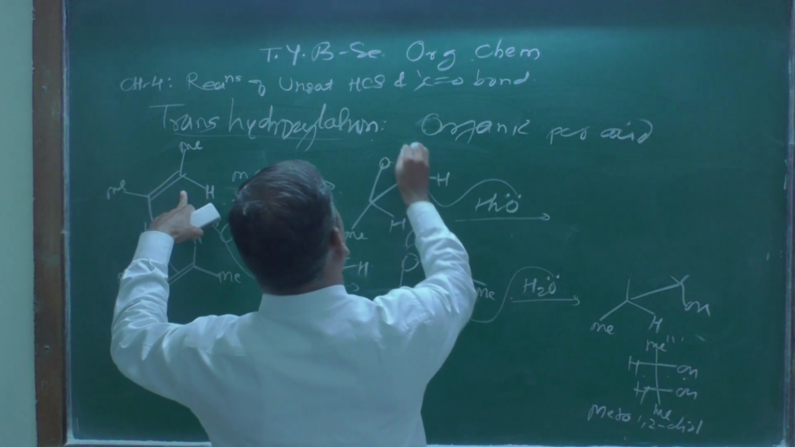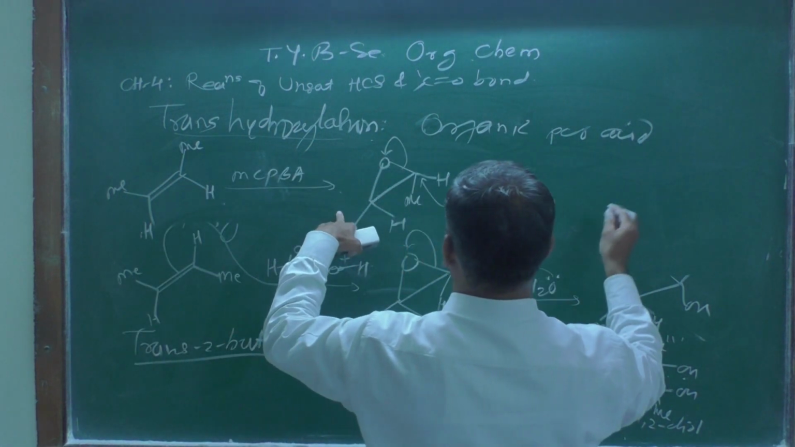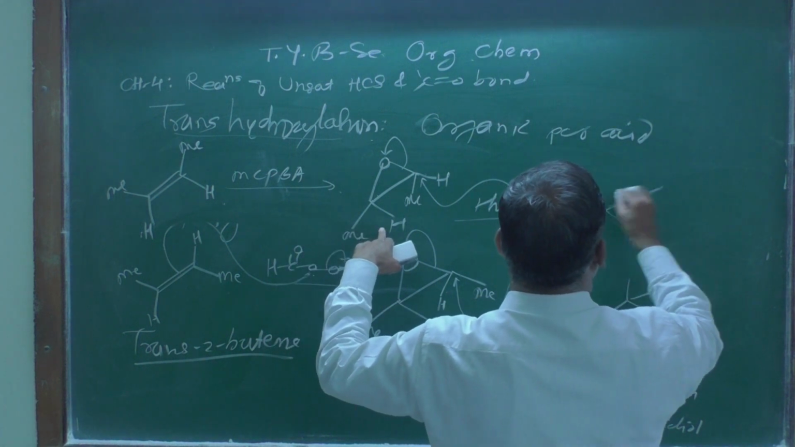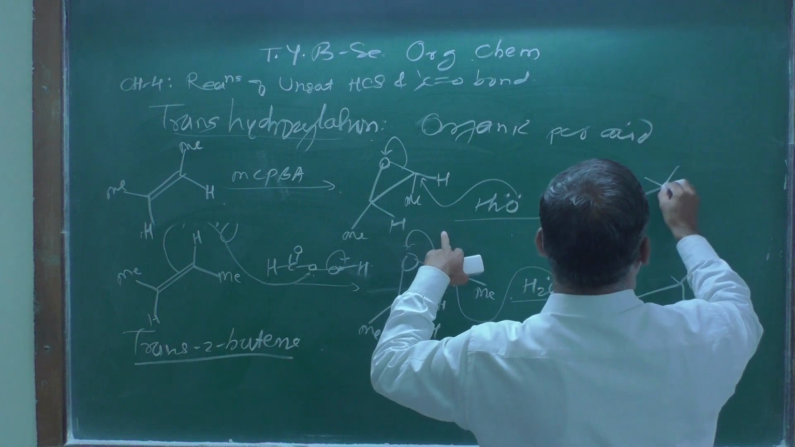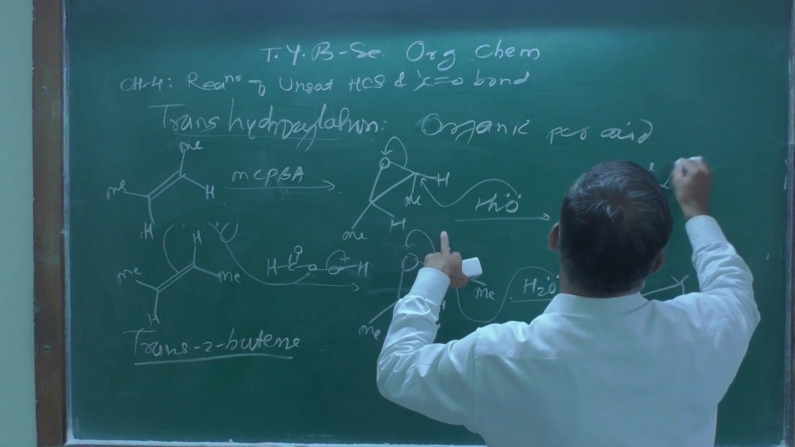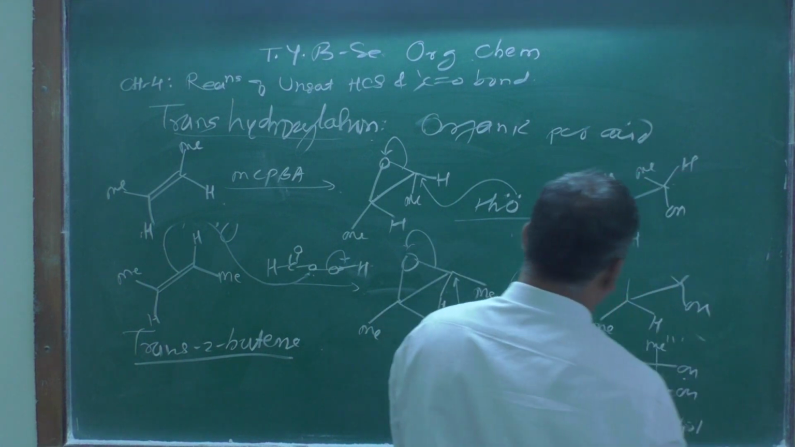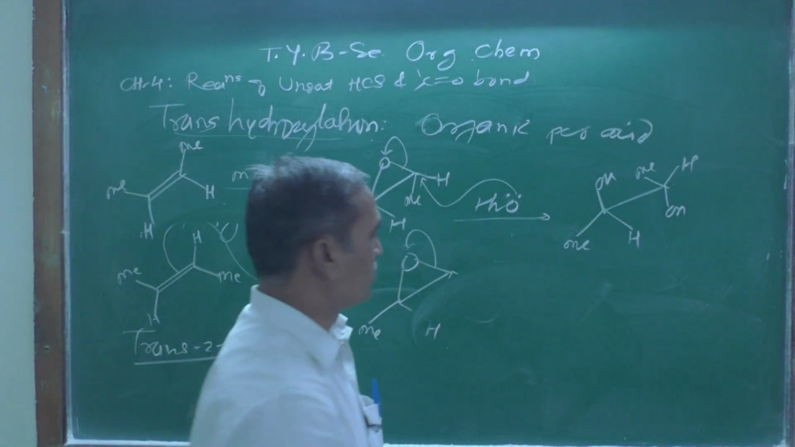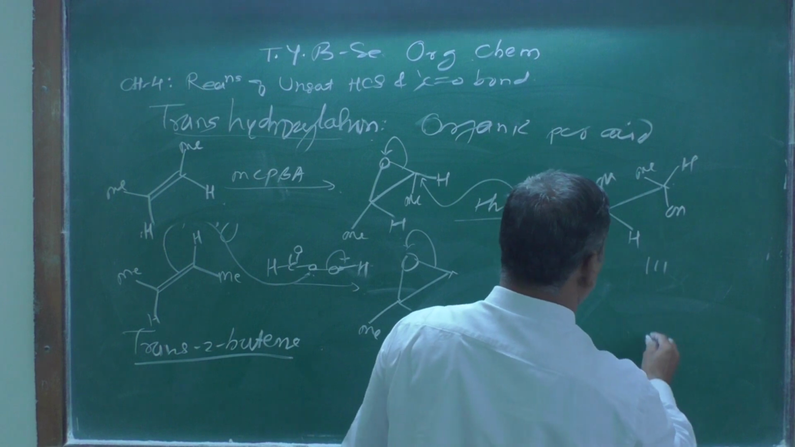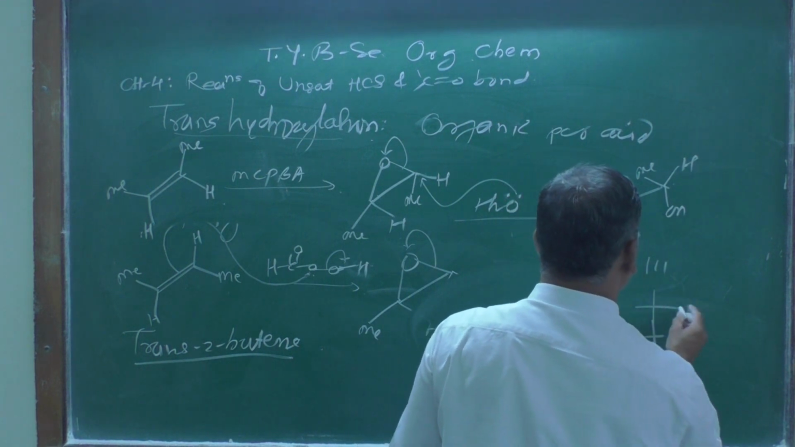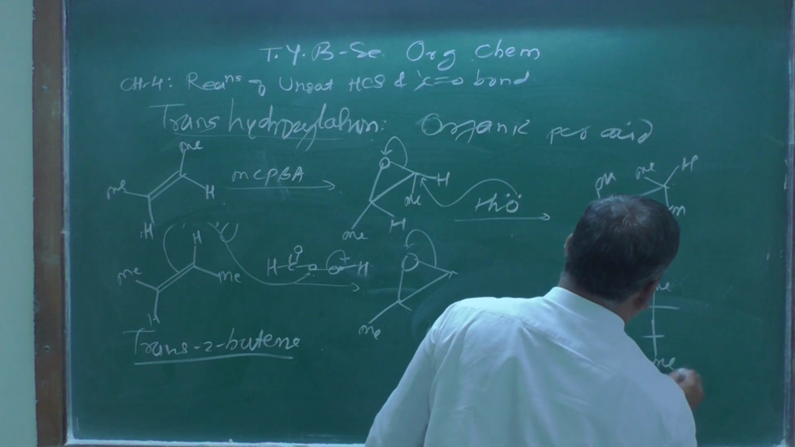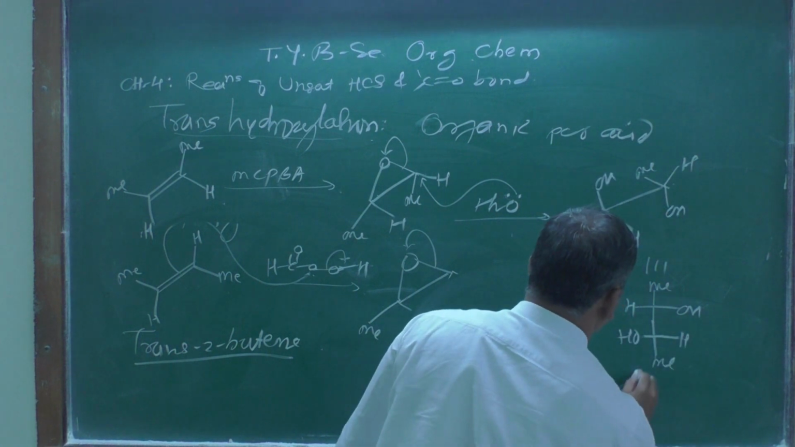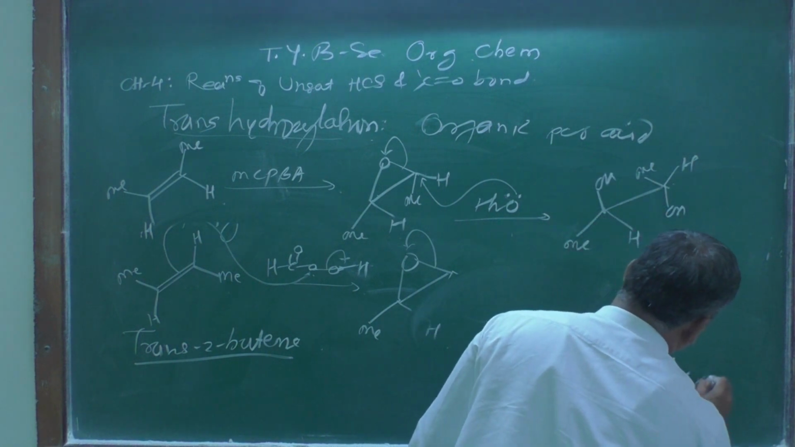Water is adding from this side, this ring gets open, and you are going to get the product like this, Me, then H, here is a OH, then this goes this side. Here is a Me, hydrogen atom, and OH. If you convert this into the Fisher projection formula, how does it look? It looks like this. Here Me, and here OH, H, HO, and here H. That is a DL pair. This one is known as DL pairs.